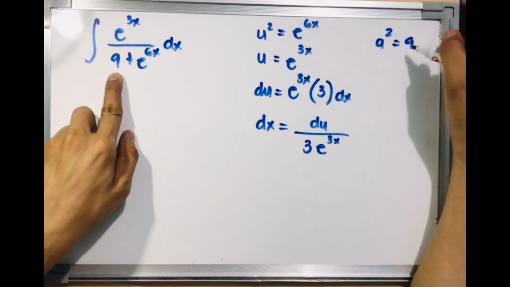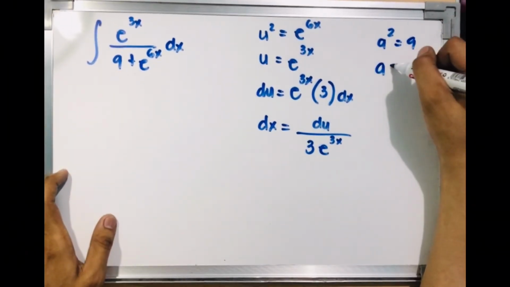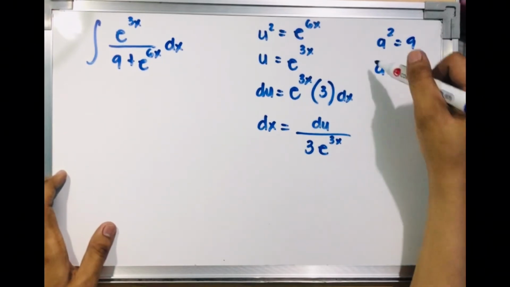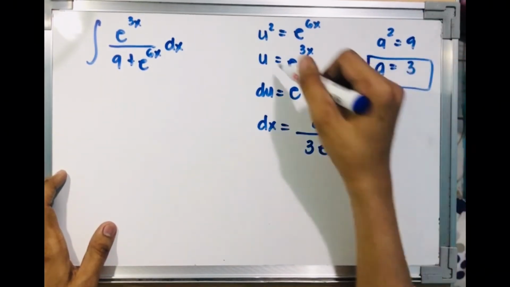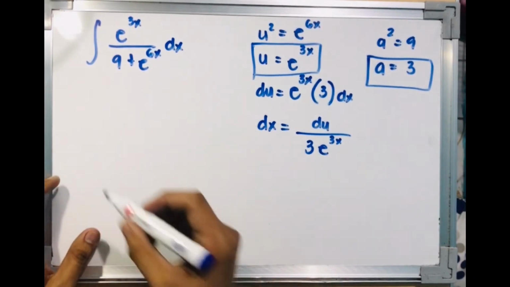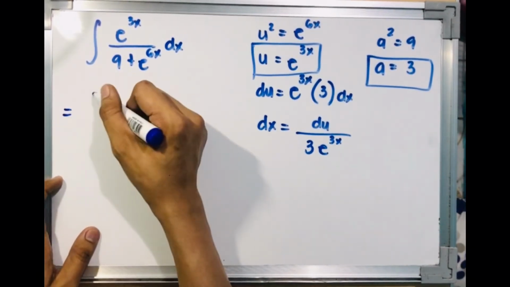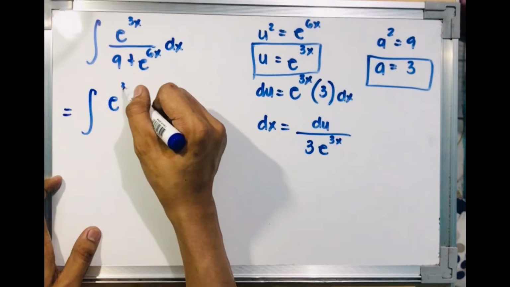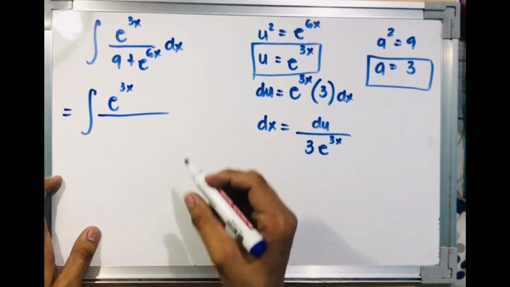So, what's our a squared? It's 9. And our a is equal to 3. Okay? So, box natin sila. Gagamitin natin sila sa final answer. And let's substitute. So, e raised to 3x ay ganun pa rin. Maka-cancel out lang din yan mamaya.